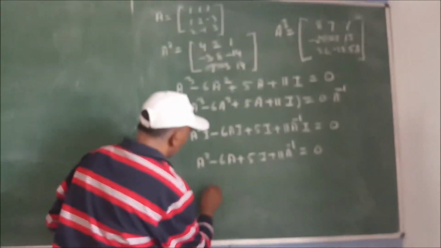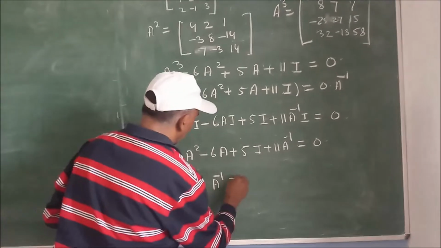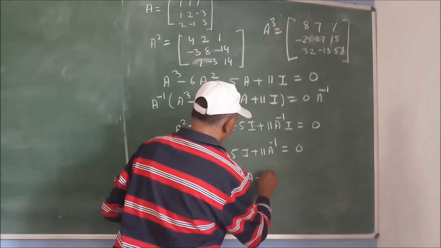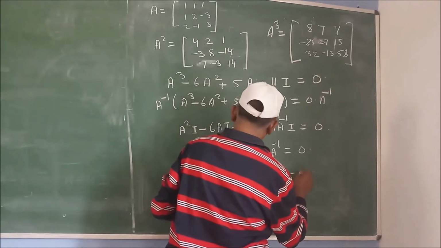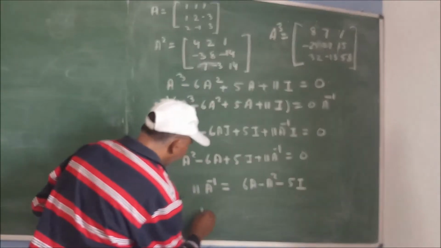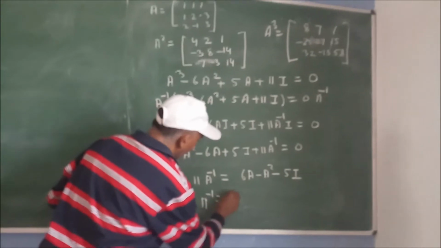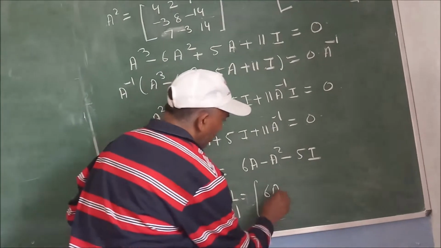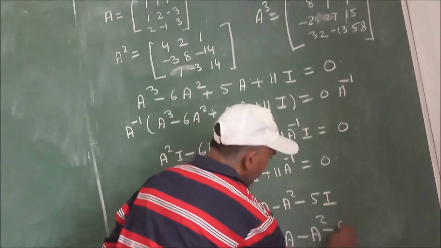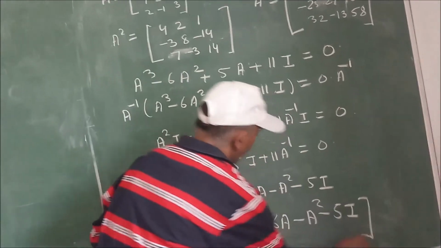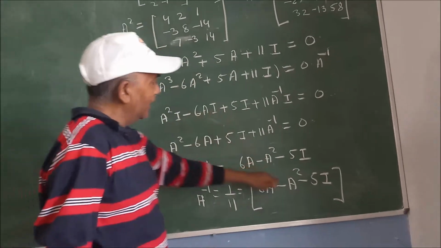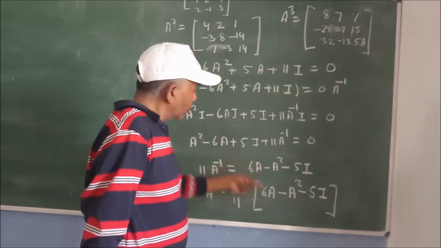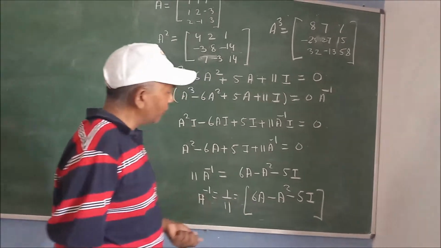So from here we can calculate that 11A inverse is equal to 6A minus A square minus 5I. So A inverse is equal to 1 by 11 into 6A minus A square minus 5I. So here A is already given, A square you have already got, and I you already know. So put the values here, you will get the value of A inverse.